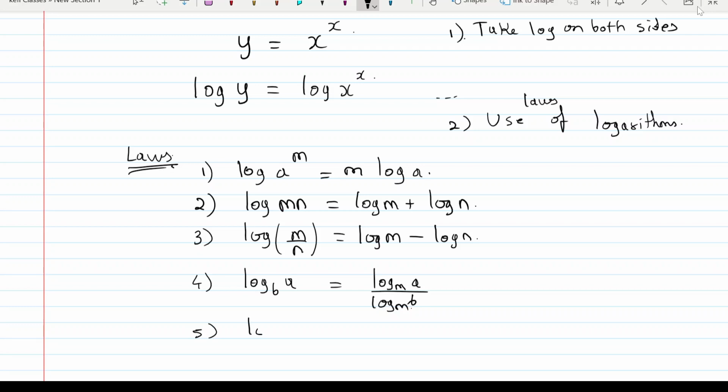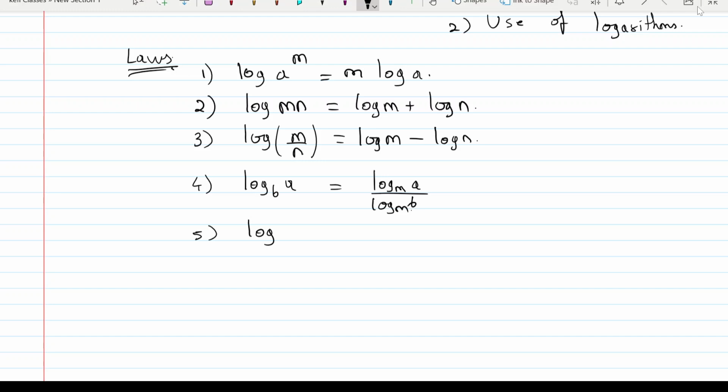Fifth one, some other base. Log a to the base b can also be written as 1 upon log b to the base a. So this one is called the change of base theorem. If you don't like the base that has been given, you can change it to another base. That is the corollary.